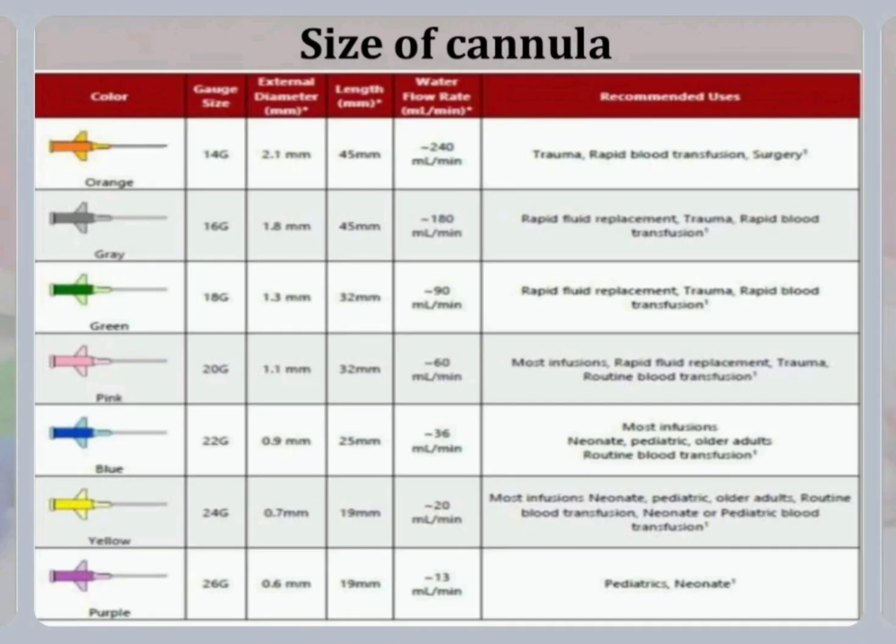The last thing that we read in our class is related to different sizes of IV cannulas, the gauge number it carries, the color coding, the external diameter, the length, and the flow or fluid that they can deliver per minute. And lastly, the recommended uses: if we have different color coding or gauge number, which gauge is recommended for what procedure, or in what conditions we can use different types of IV cannulas. We discussed all this in detail in our class today.